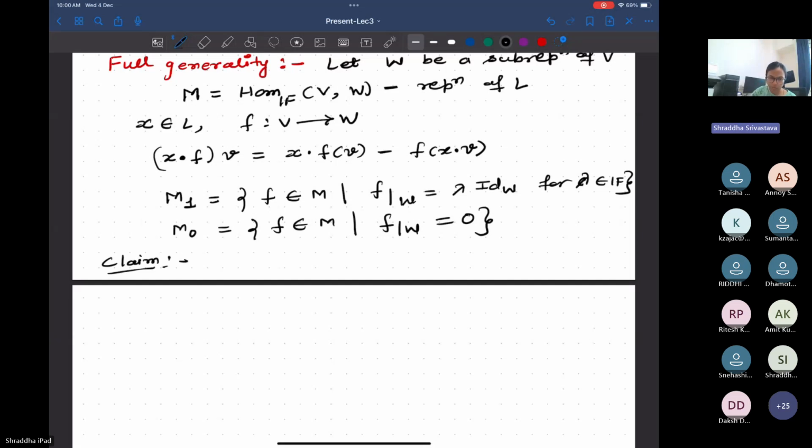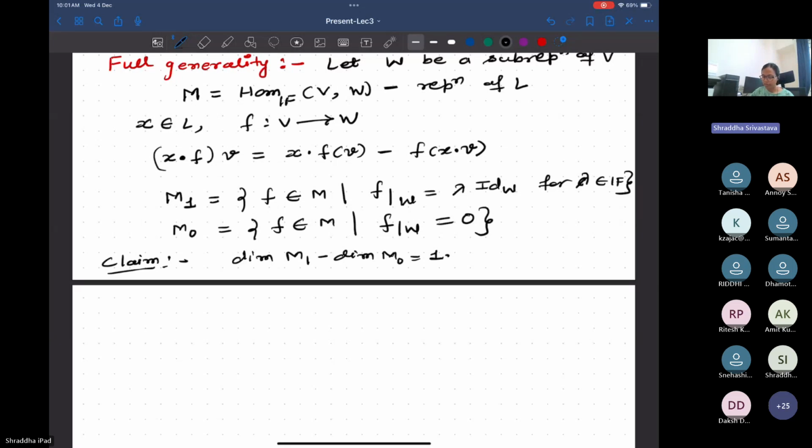It is very easy to check that M0 is a subspace of M1 on the nose, the way things are defined. One more thing you have to check is that both M1 and M0 are actually subrepresentations of M. They have also an action of L, and M0 is a subrepresentation of M1. Moreover, the codimension of M0 in M1 is actually 1. So the dimension of M1 minus M0 is 1. You can check that.